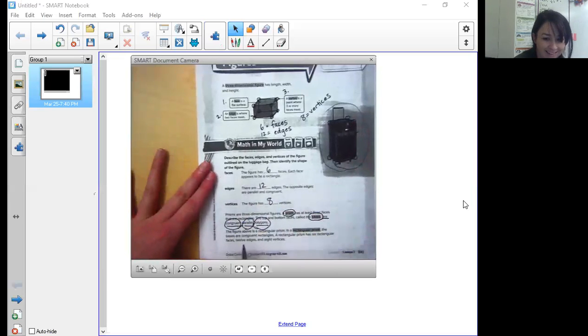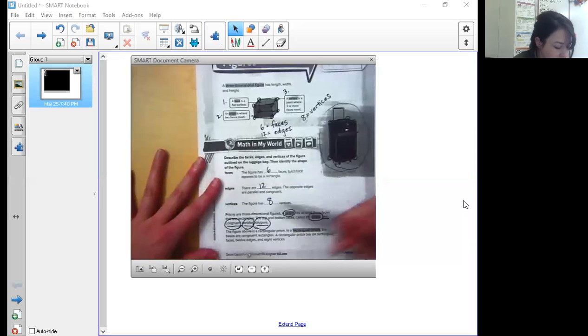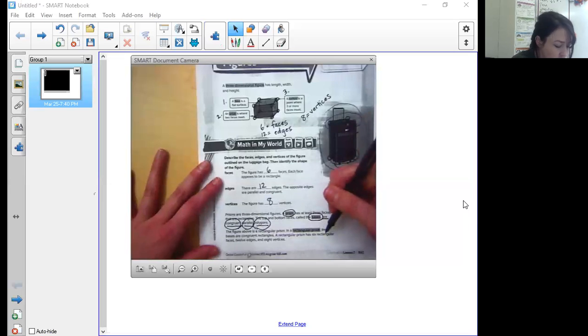Next box. Not box, you guys. Next paragraph. The figure above is a rectangular prism. So our luggage is a rectangular prism. In a rectangular prism, the bases are congruent rectangles. So what they're saying is that the base, the bottom of our luggage, is the exact same size, same shape as the top, right? The bases are congruent rectangles.